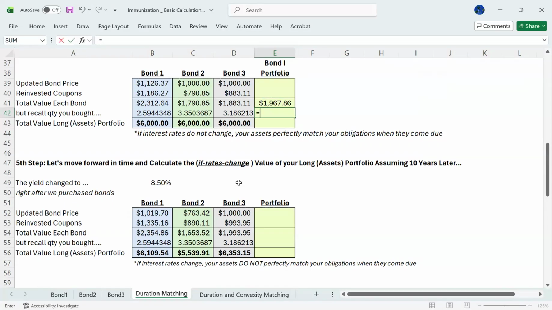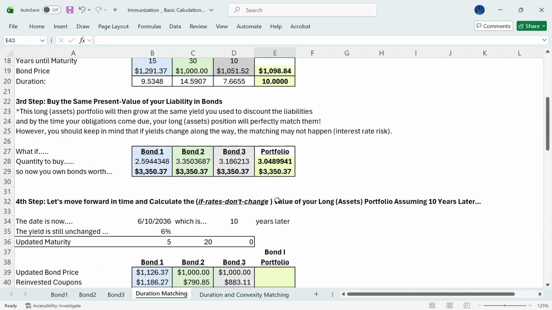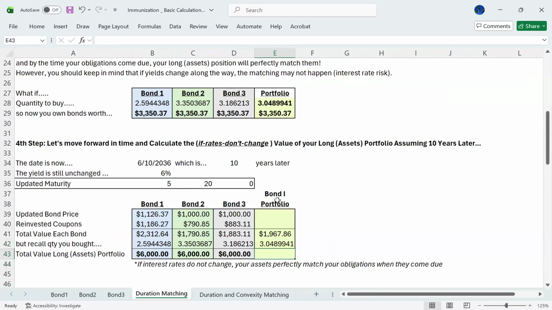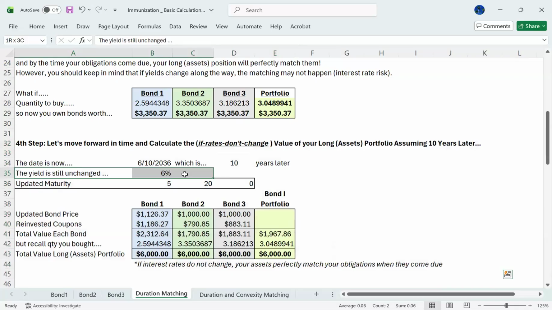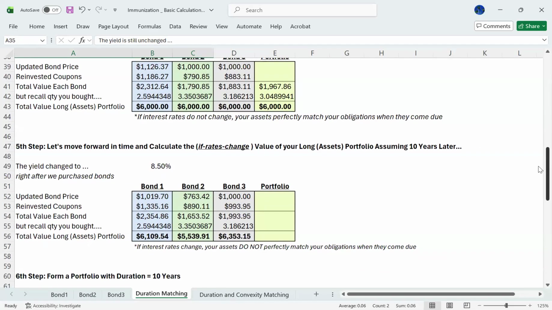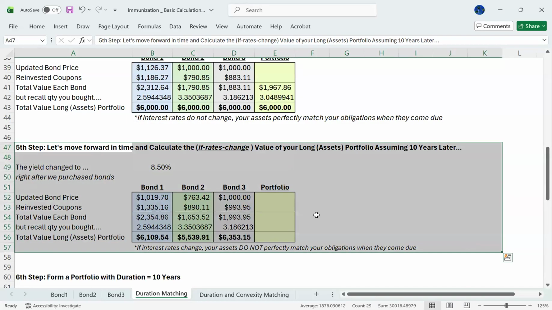Okay, and there we go. And then let's recall that I bought some quantity here. And so the value of my hypothetical bond I, my portfolio, is 6,000. That is not surprising because in this scenario, I am assuming that 10 years passed by, but the yields did not change.